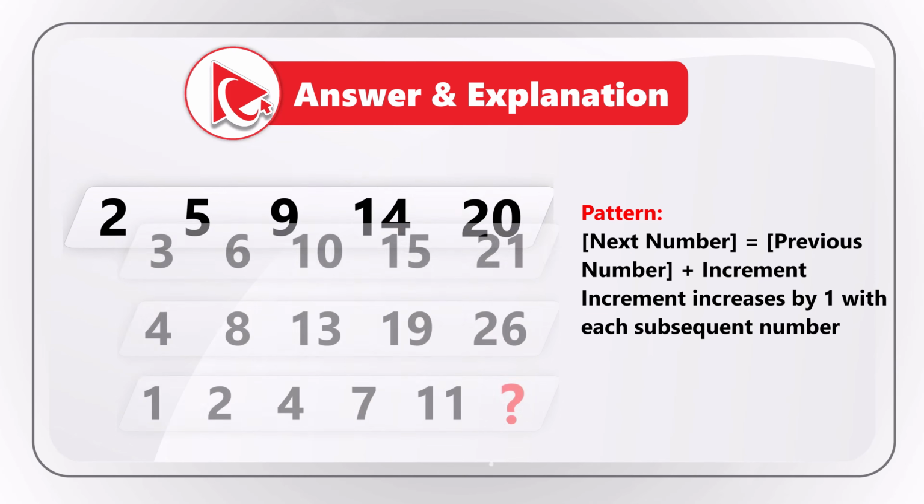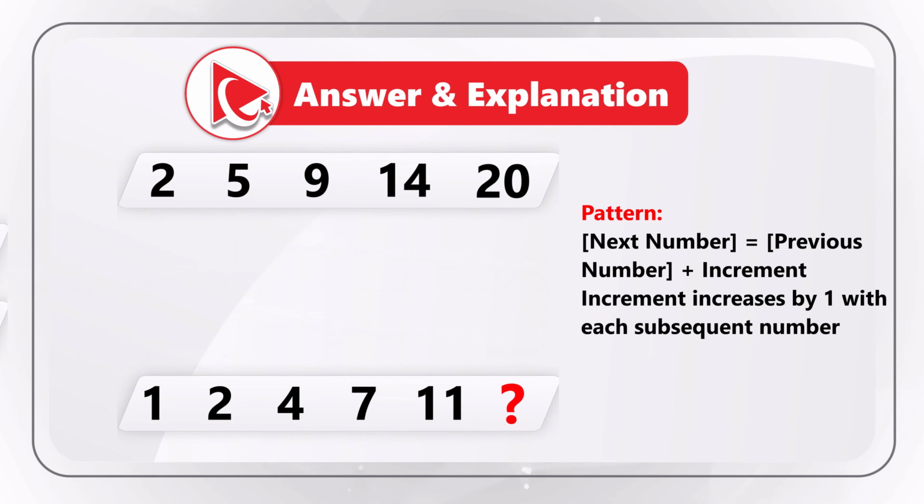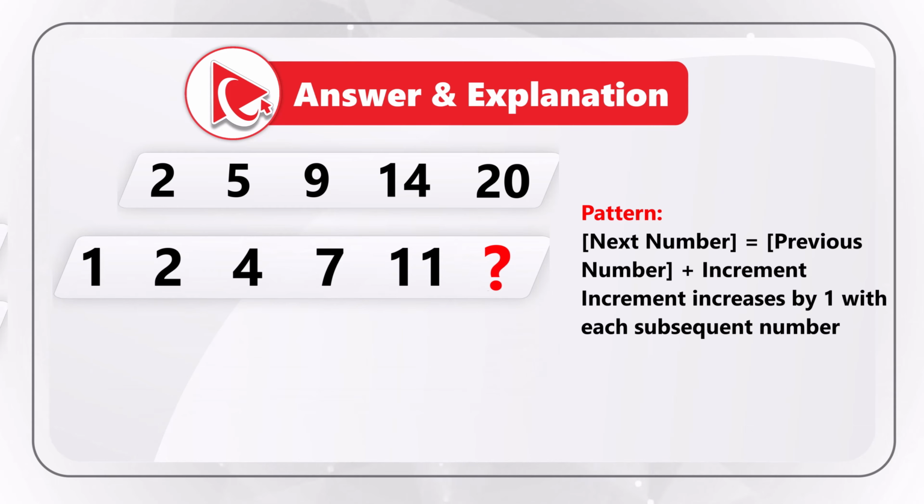I'm going to skip rows 2 and 3 so you can do the calculations independently to practice your skills, but I am going to do the calculations for the last row. 1 plus 1 equals 2. The increment increases by 1, so 2 plus 2 equals 4. 4 plus 3 equals 7.